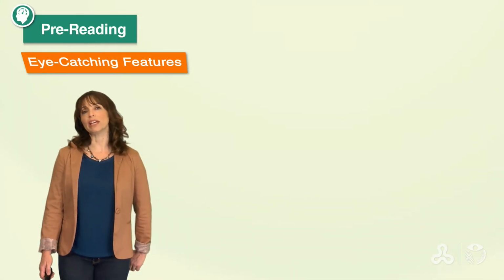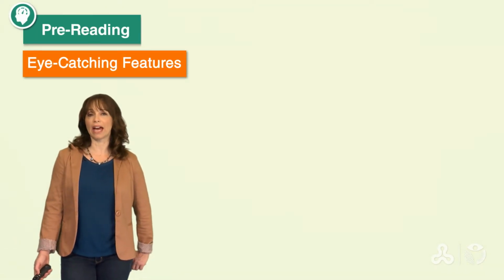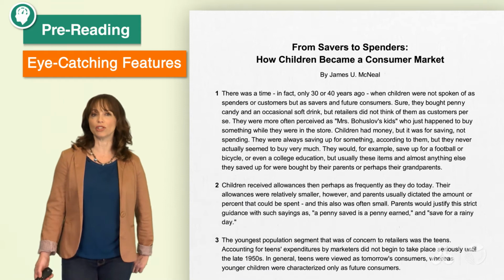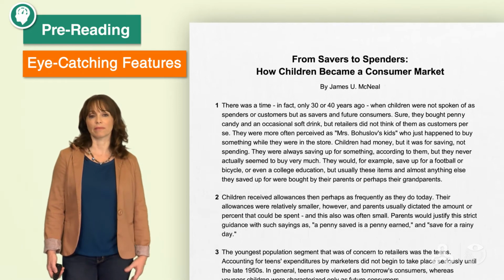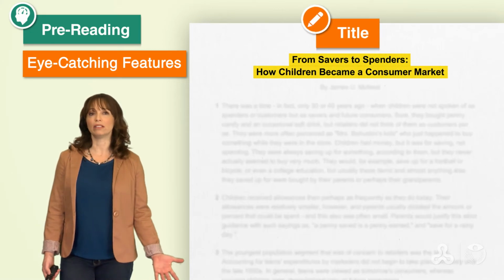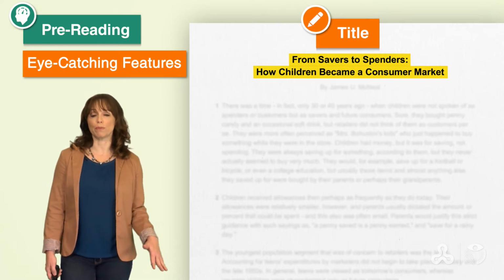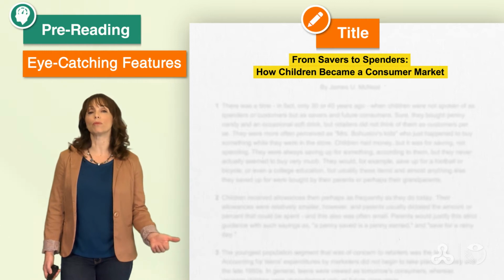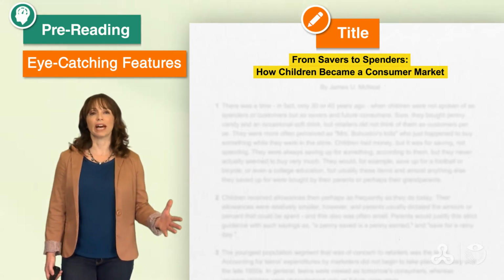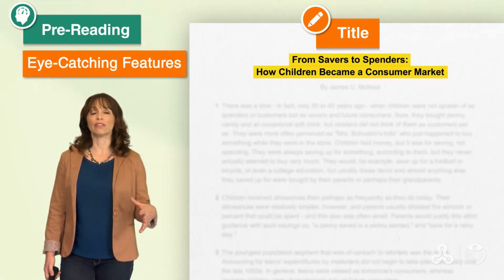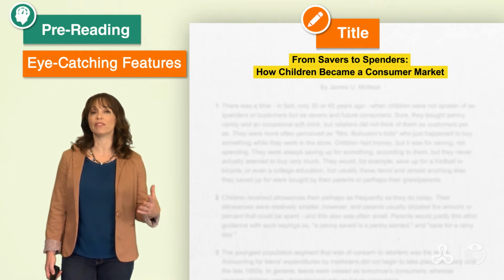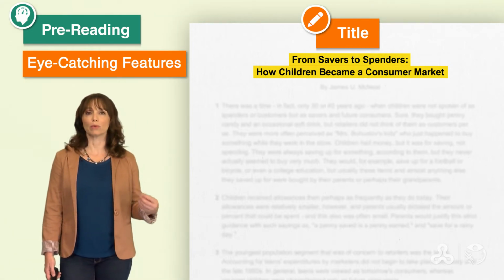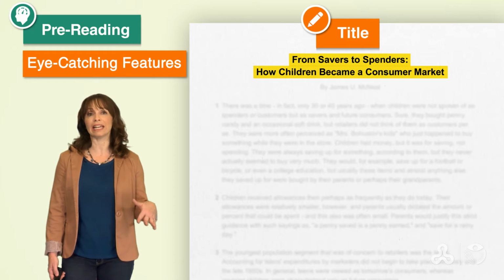So let's begin with our pre-reading and looking at what are the eye-catching features in this text. So the first thing we have the title, From Savers to Spenders, How Children Became a Consumer Market. Now remember the title, use your dictionary if you don't know the meaning of each of the words. Okay, and we're going to come back to the title a little later.